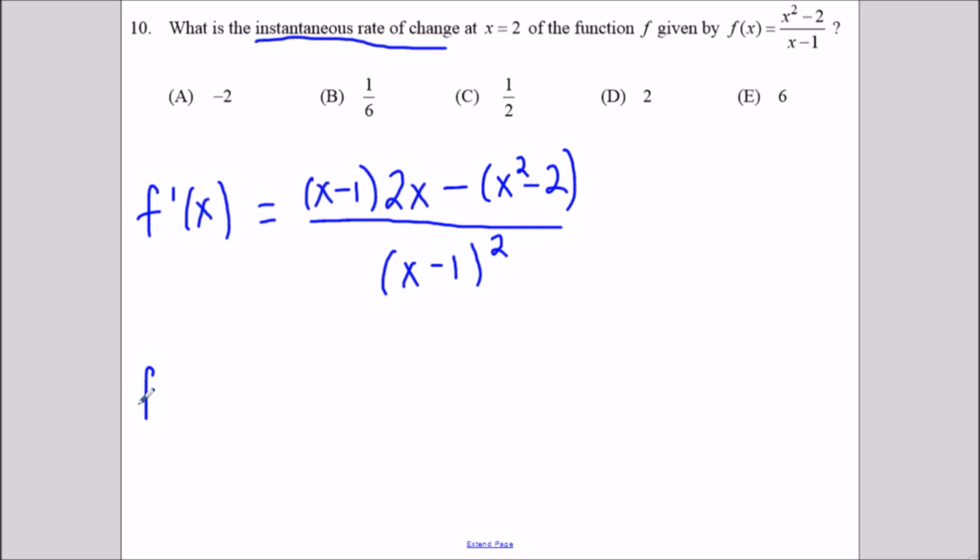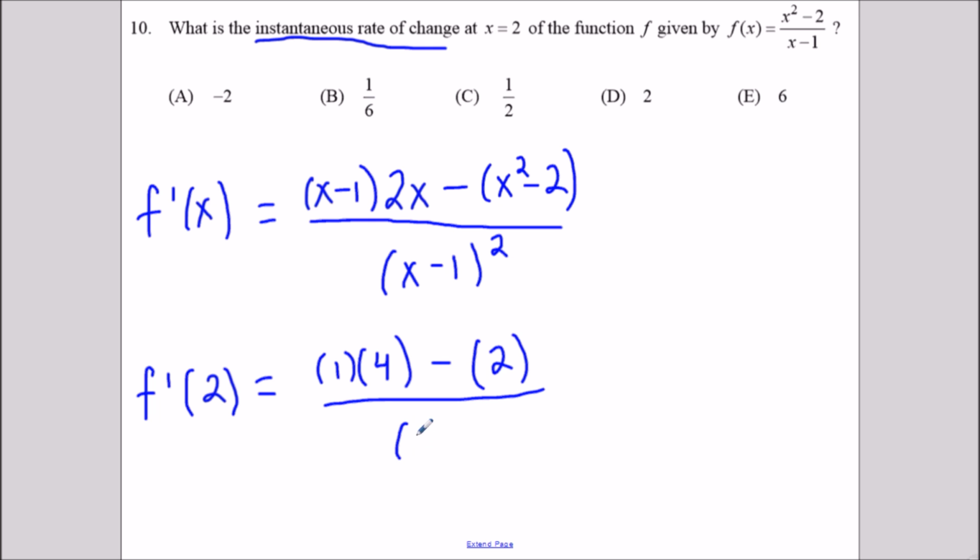Now for this part here, you could spend time simplifying, but it's multiple choice and your work is not as important, so just plug in. And if you plug in, you'll have 2 minus 1, which is 1. 2 times 2 is 4. Minus, and if you do 2 squared minus 2, that's 4 minus 2, which is 2. Over, and that's 1 to the second power. And this just works out to 4 minus 2, which is equal to 2.